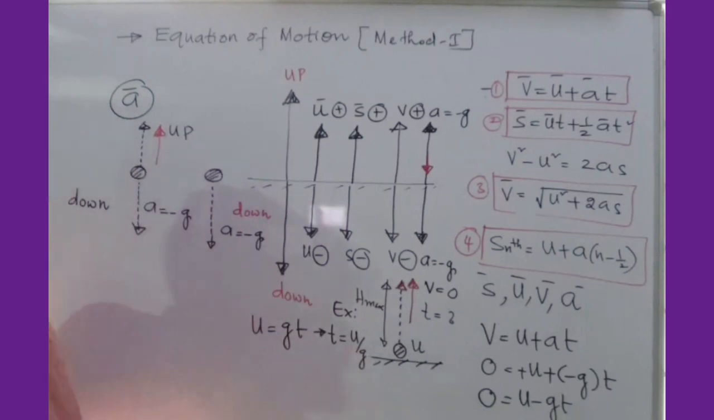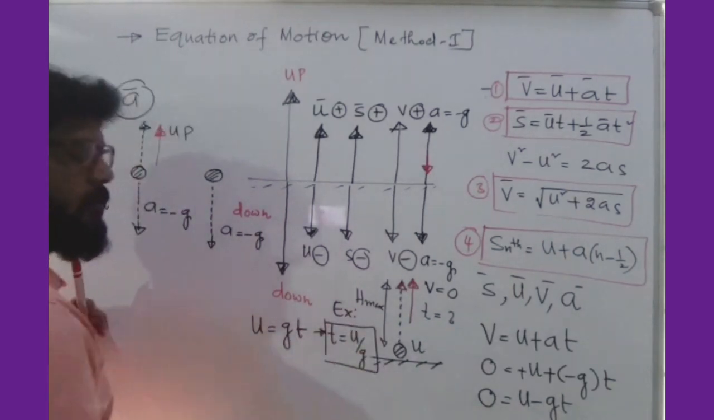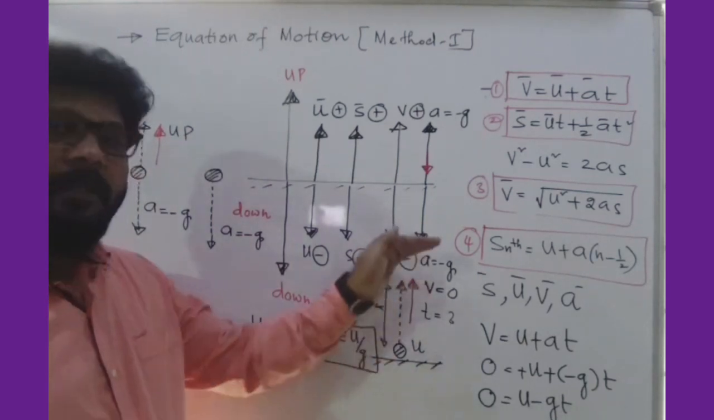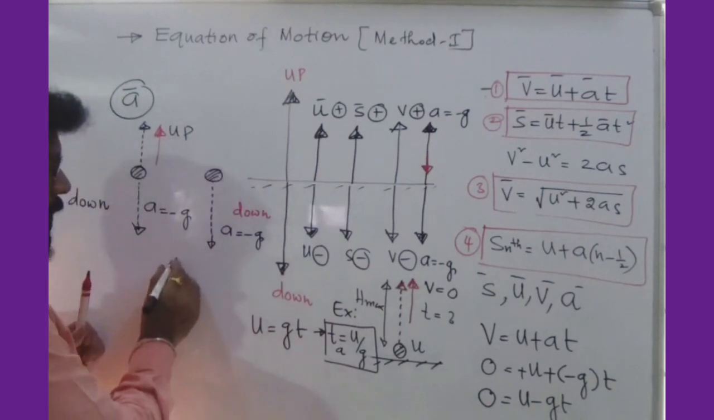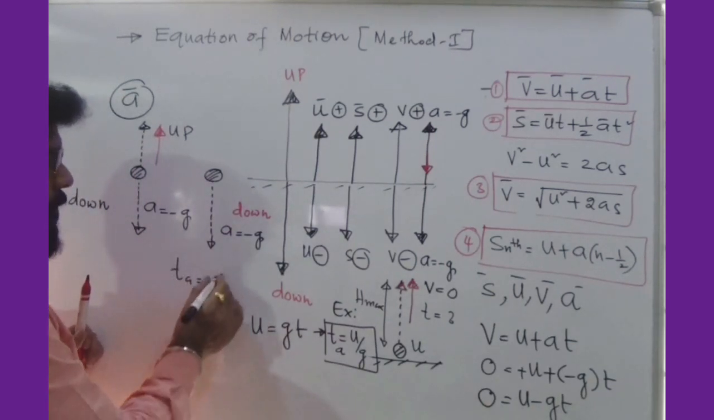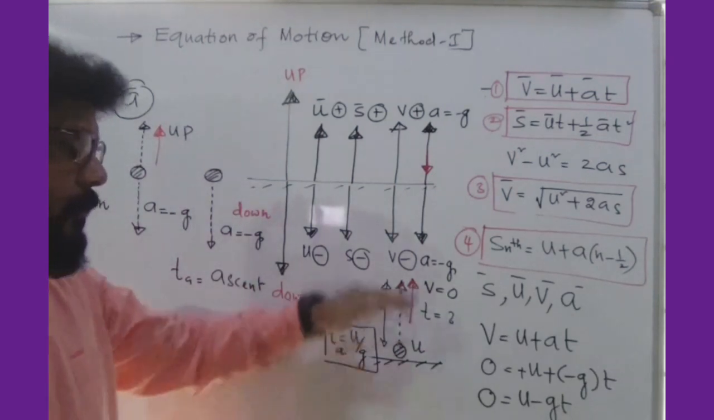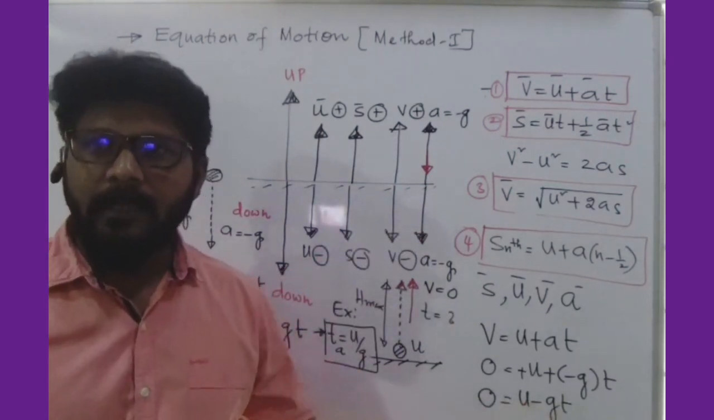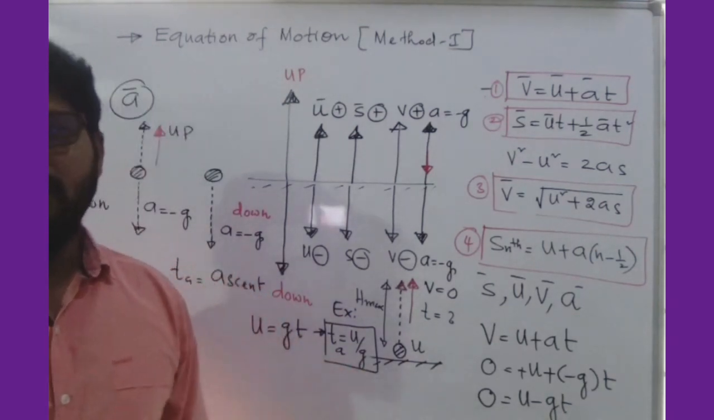Is it clear? T is equal to what? U by g. This is called time of ascent. The time taken by the body to reach the maximum height is called time of ascent. TA is called time of ascent. Time of ascent will be going in upward direction. So now you got clarity on how we are applying sign convention.